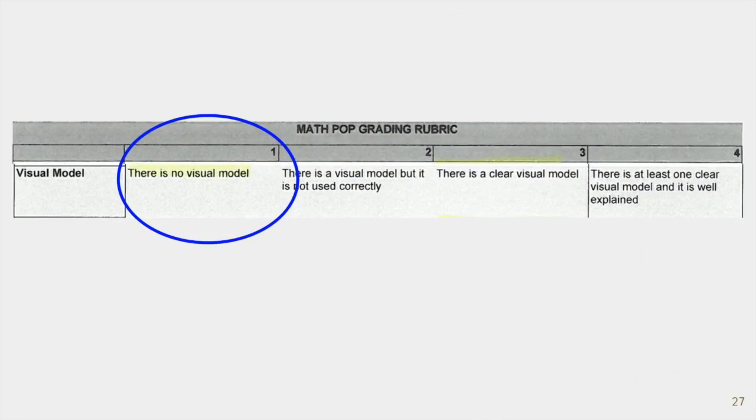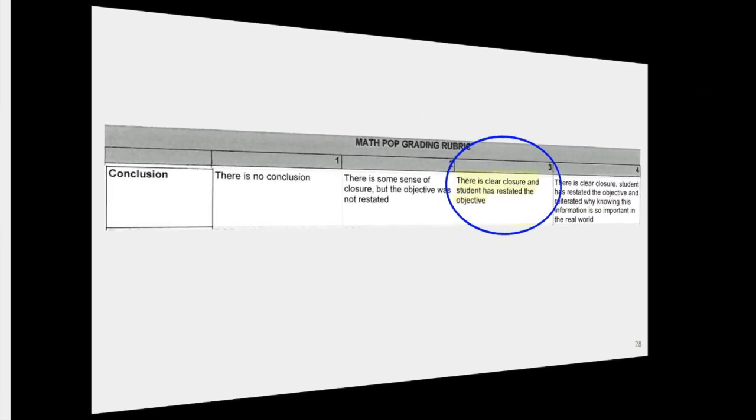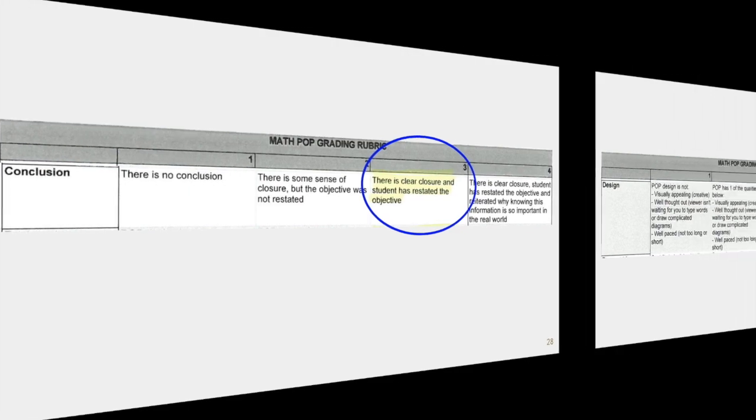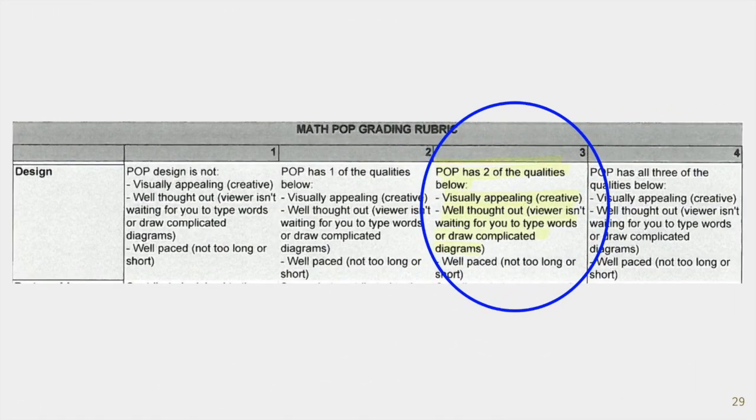The next section is where she could have improved the most. There were no visual models throughout the entire POP. This brought her score for this section down to a 1. Her conclusion clearly restated her objective, so I gave her a 3. For the design, I felt like the student rushed a bit through her second example problem and didn't fully explain it, making her video seem a bit short. That's why I gave a grade of 3 for that section.